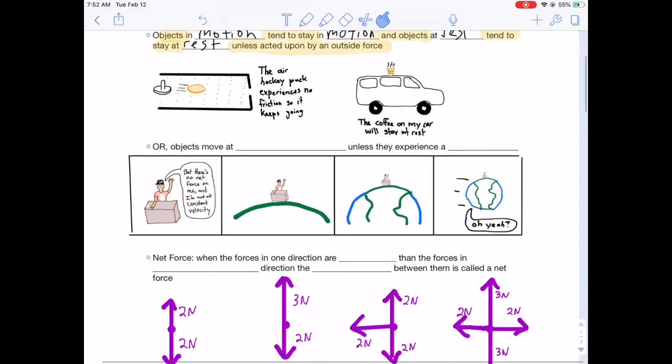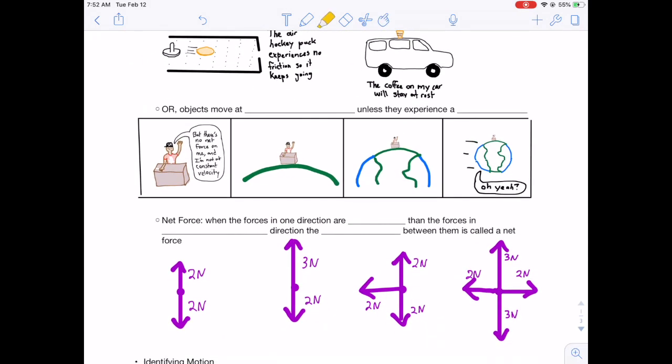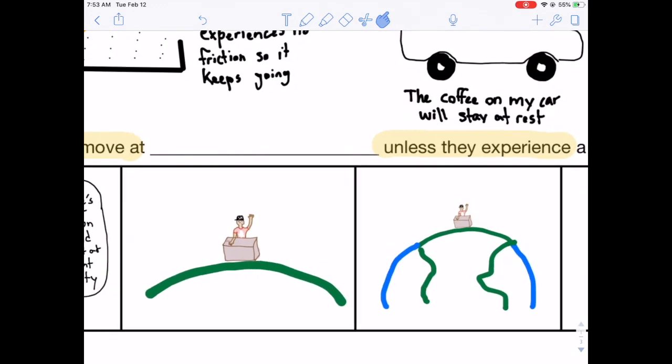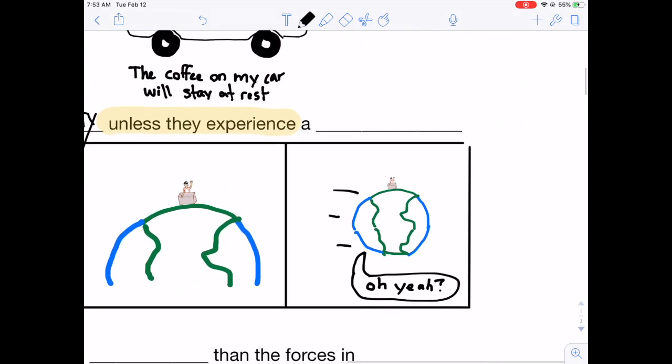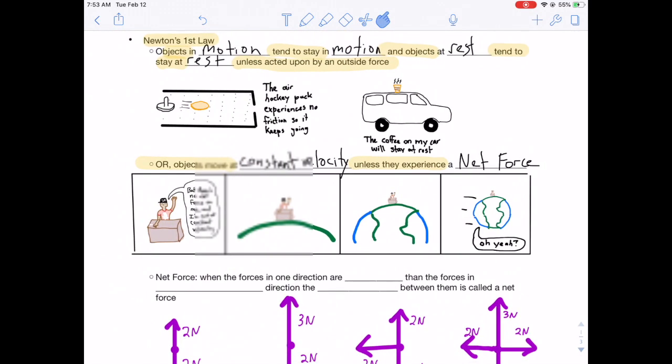Before we move on, let's jump really quickly to where it says "or." Or objects move at a constant velocity unless they experience a net force. That's the high school version of Newton's first law. I think that's a better way to say it. Objects move at a constant velocity. Their velocity will not increase or decrease. It will stay the same unless they experience a net force. And a net force is any unbalanced force pushing on that object.